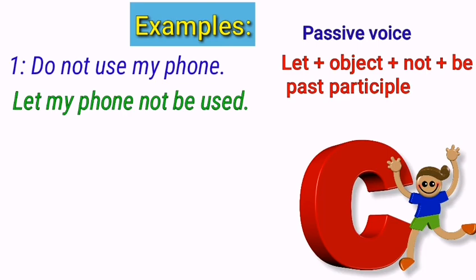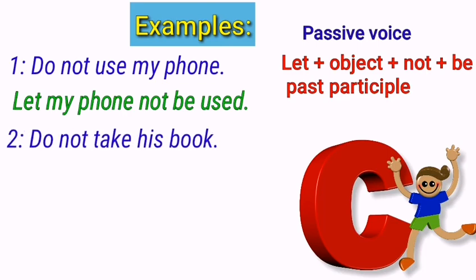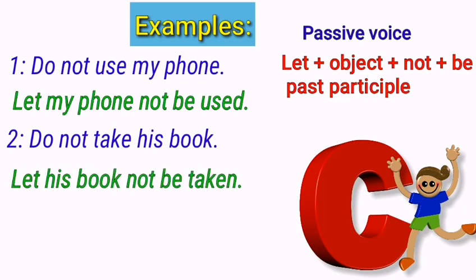Just look, first we have used let, then the object, my phone, and then not, and then be, and at last the third form of the verb, used. So, in this way you can change all negative imperative sentences. Let's do another sentence. Do not take his book. It can also be changed like this: Let his book not be taken. You can see, according to the rules we have changed it and it is correct.